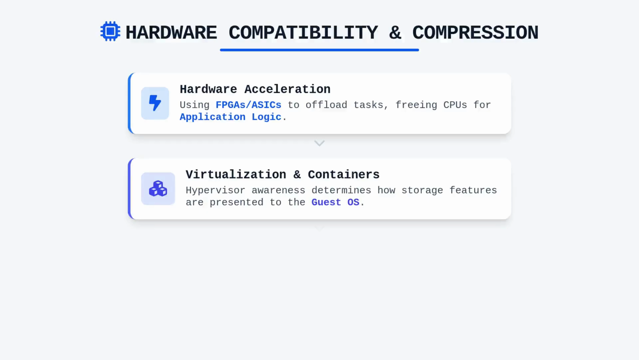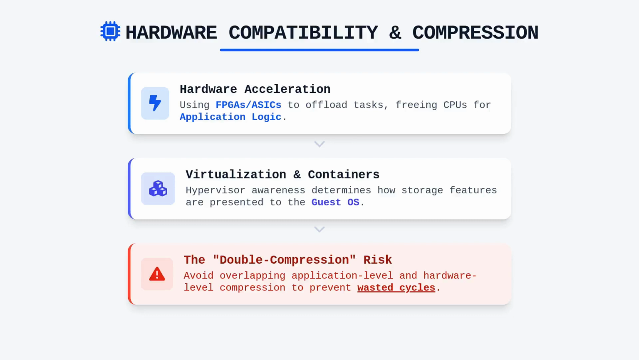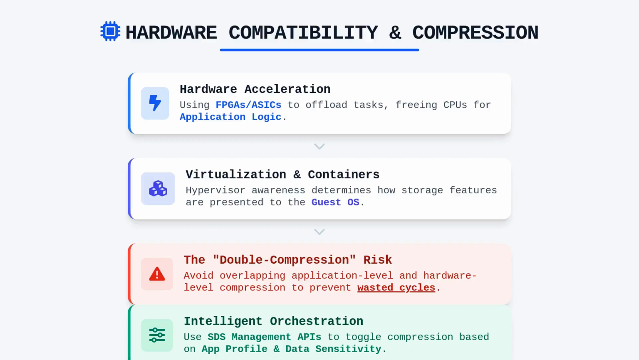When deploying applications that manage their own compression, such as modern distributed databases, you must ensure that hardware-level compression does not create a double compression scenario that wastes cycle time without providing additional space savings. Through correct API utilization, a software-defined storage management layer can intelligently toggle compression features based on the application profile and the sensitivity of the data being stored.